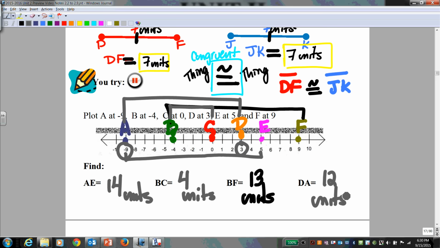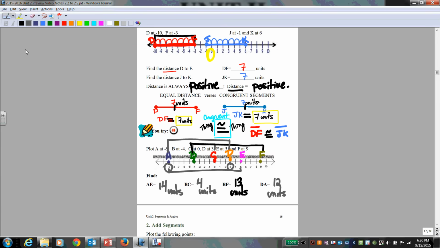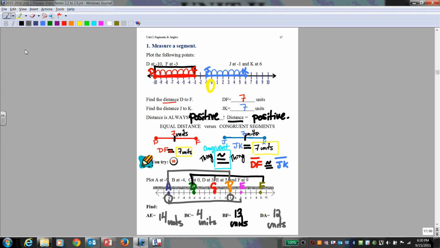Okay, so all of that is dealing with how to measure a segment. Measure. Take a moment and repeat to yourself, what did you learn about this page? By far the most important thing you need to know is the difference between the use of an equal sign and the use of this congruent sign. Pause.